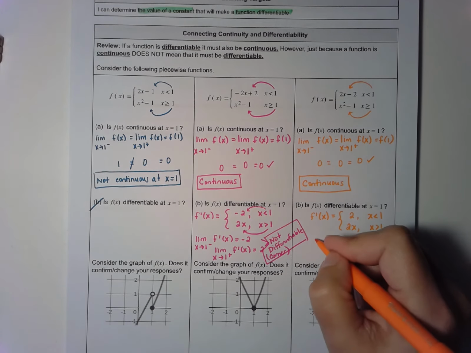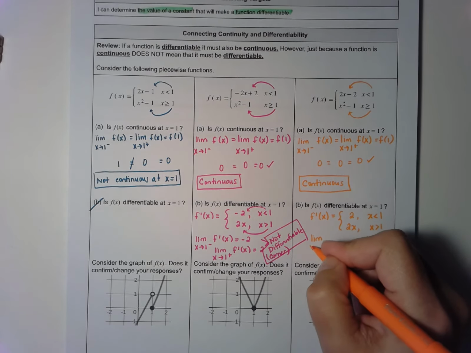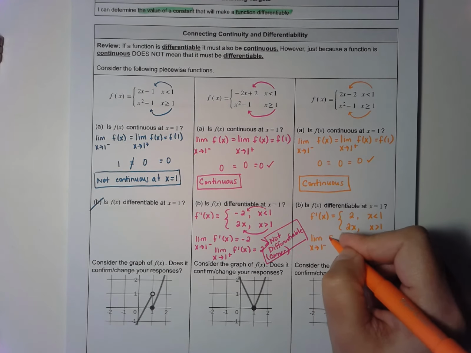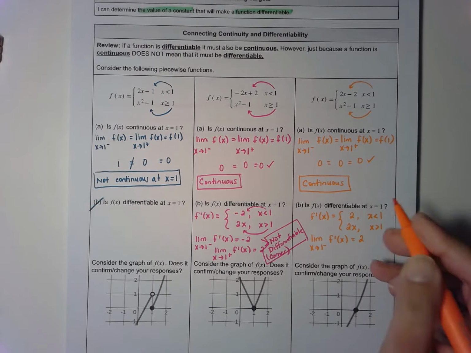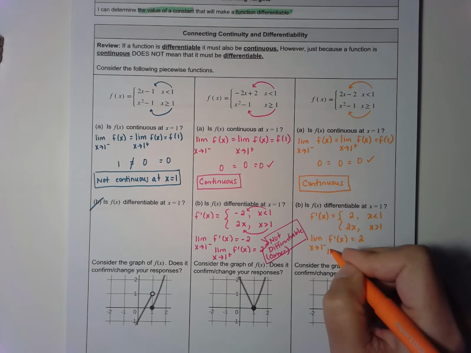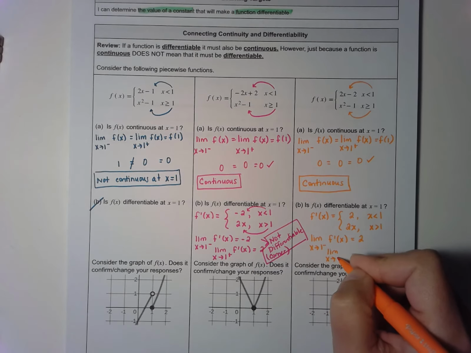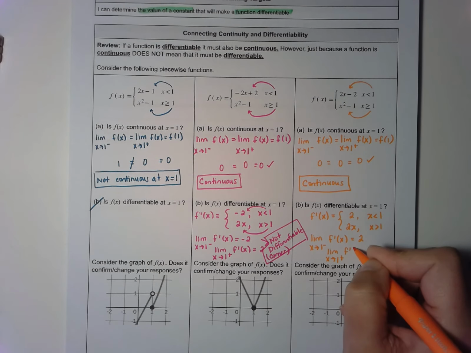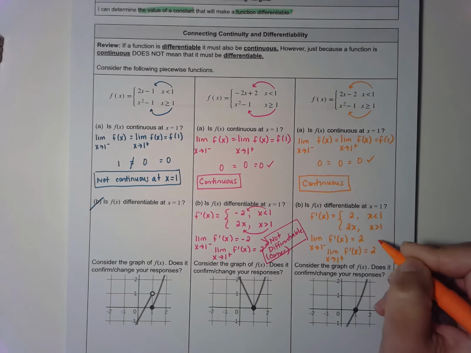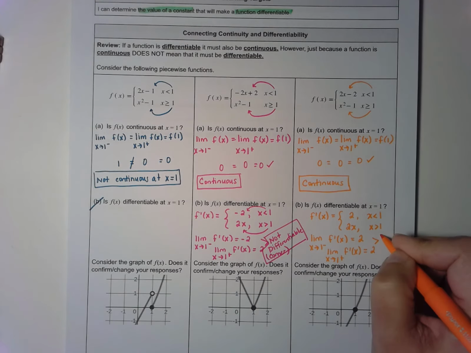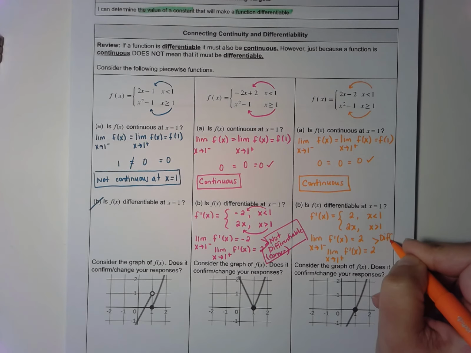If I check the limit as x approaches 1 from the left of the derivative function now, I get 2 because that's the top. And if I check the limit as x approaches 1 from the right of the derivative function, I get 2 because that's the bottom. Since these are the same, this function is differentiable.